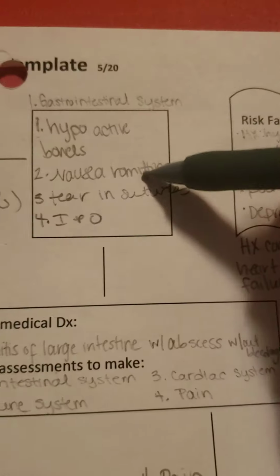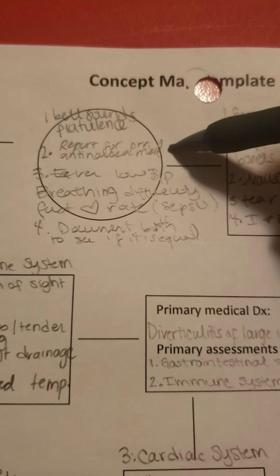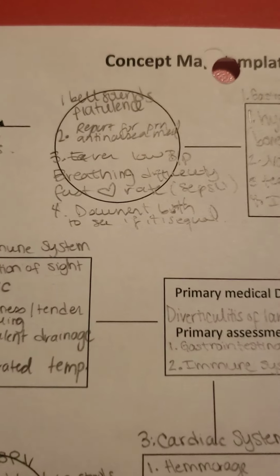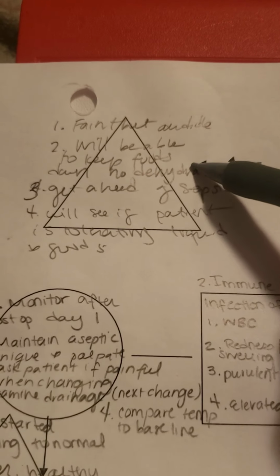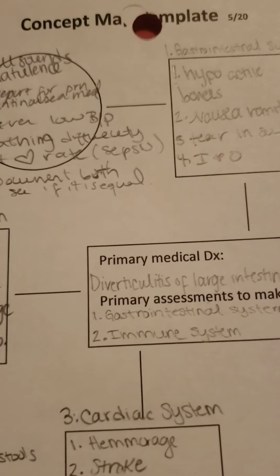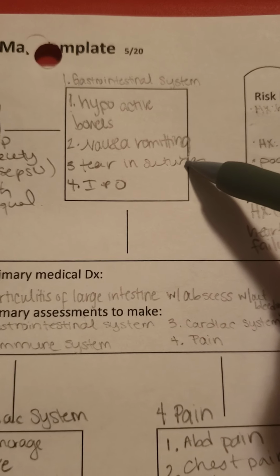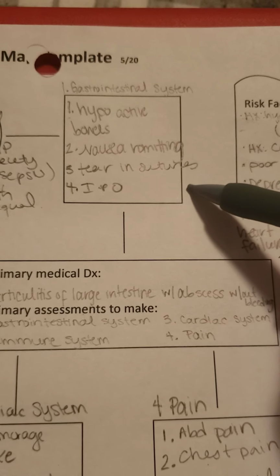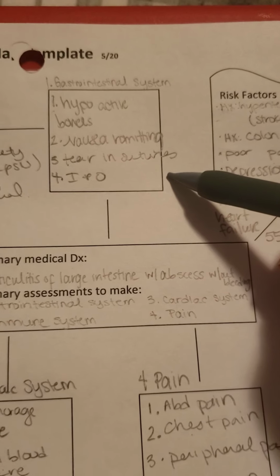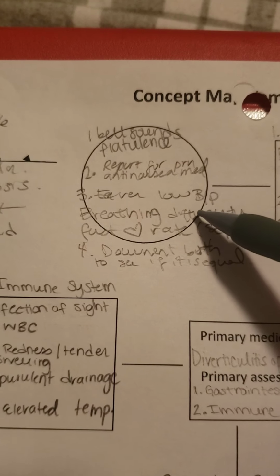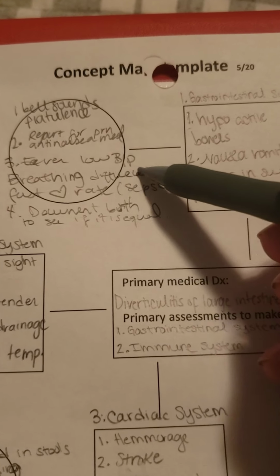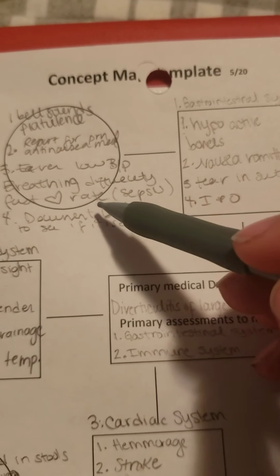Next we're going to check for nausea and vomiting, and maybe report that for a PRN anti-nausea med, because we'll be able to keep fluids down, and then we will avoid having dehydration. We're also going to assess for tears in the sutures, which, I mean, we wouldn't actually technically see inside of the colon, but we can assess that by checking for fever, low blood pressure, having difficulty breathing, fast heart rate, which can lead to sepsis.